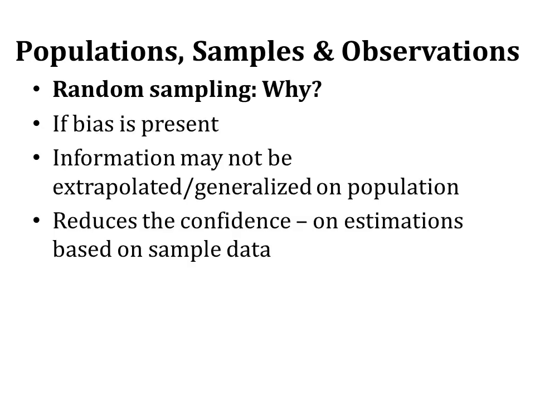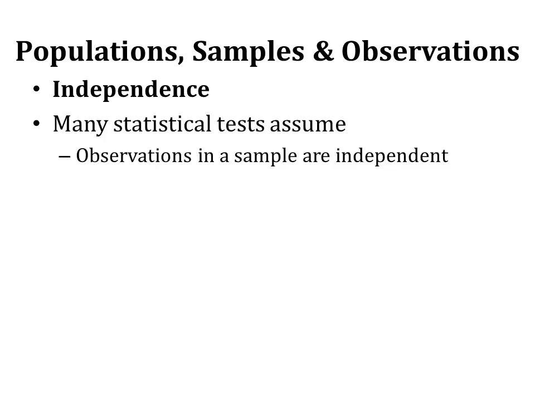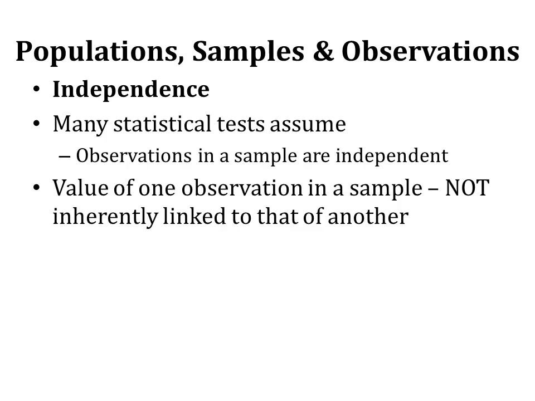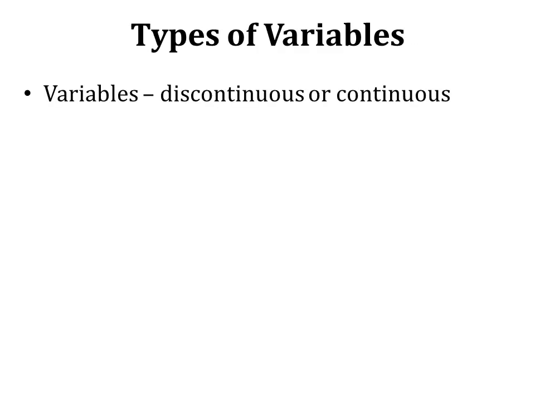So why is it important? Because if bias is present, then information will not be generalized to the population, and it reduces the confidence in estimations based on sampling. The other important attribute of sampling is independence. Many statistical tests assume that observations in a sample are independent of each other, which means that the value of one observation in a sample is not inherently linked to that of another, so that again there is no overrepresentation of some specific type of values over the others. So these were the two important attributes of sampling.